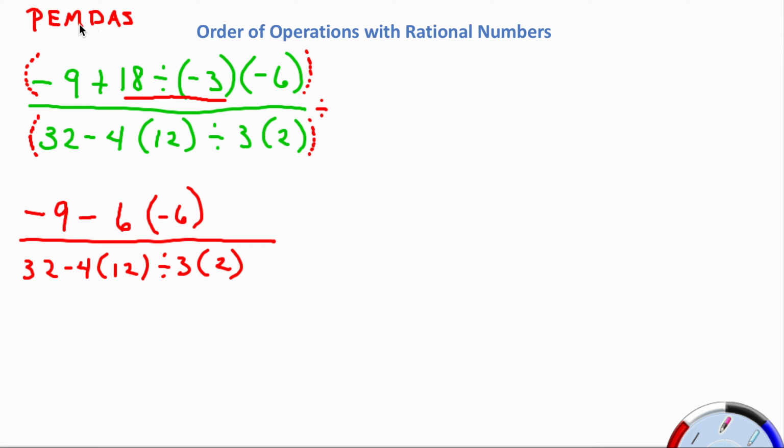Okay, I'm still working on multiplication and division. I did one multiplication and division, but here's another one. So my next step is to do this multiplication. So this is a negative and a negative. Signs are the same. It means plus. 6 times 6 is 36. I'm just leaving the bottom the same for right now.